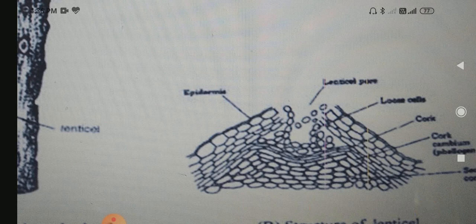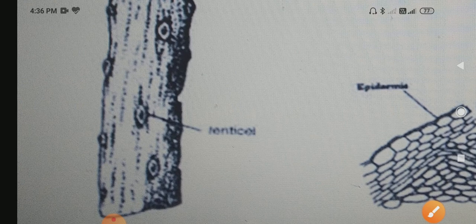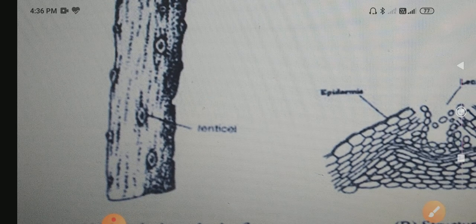Now see this diagram also. These are the lenticels which are present. You can see one, two, three, four, there are so many lenticels. These are the small holes through which gas can be exchanged.